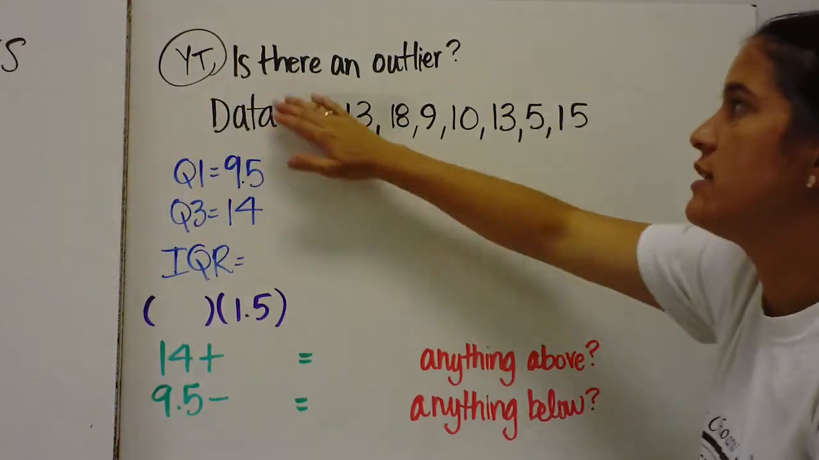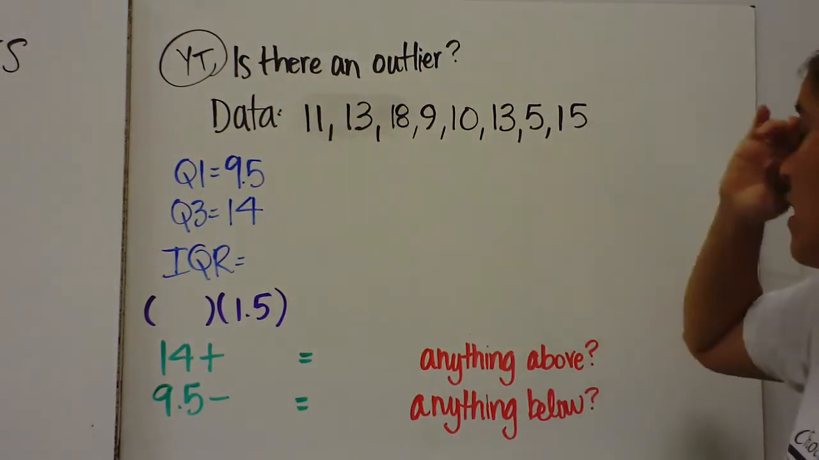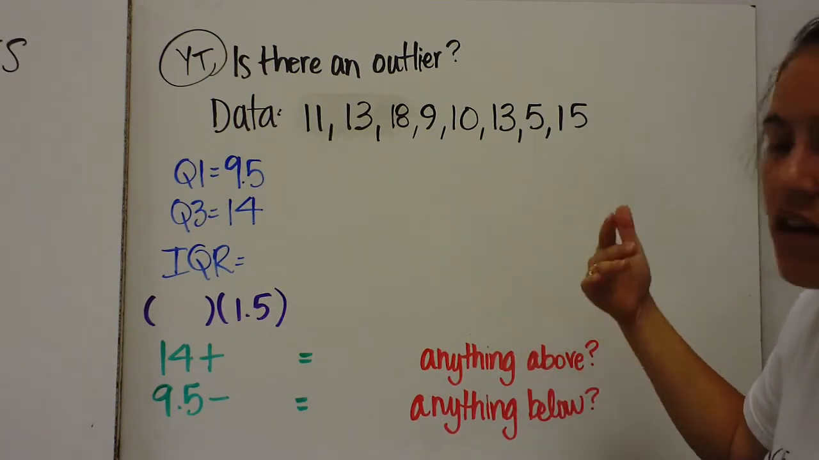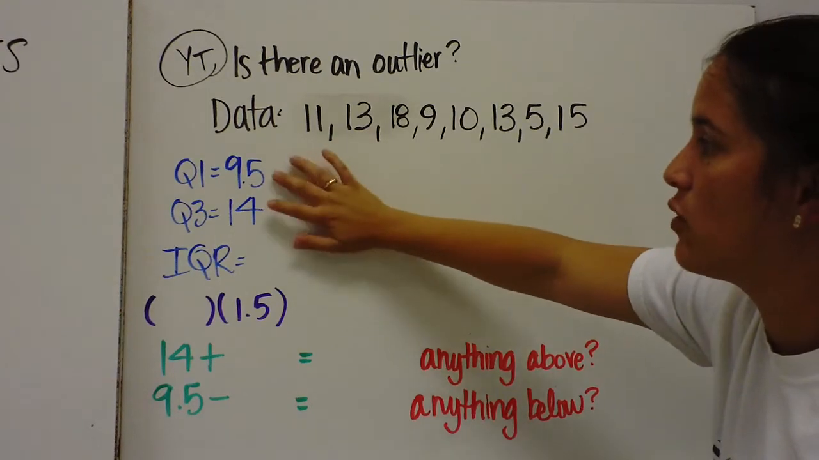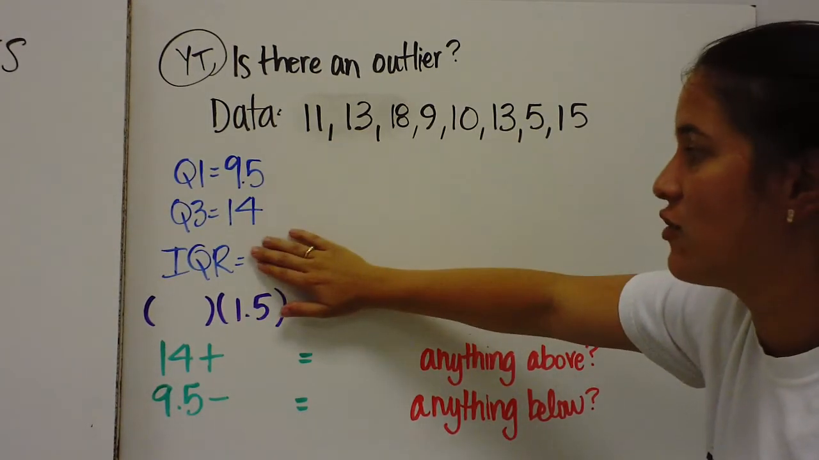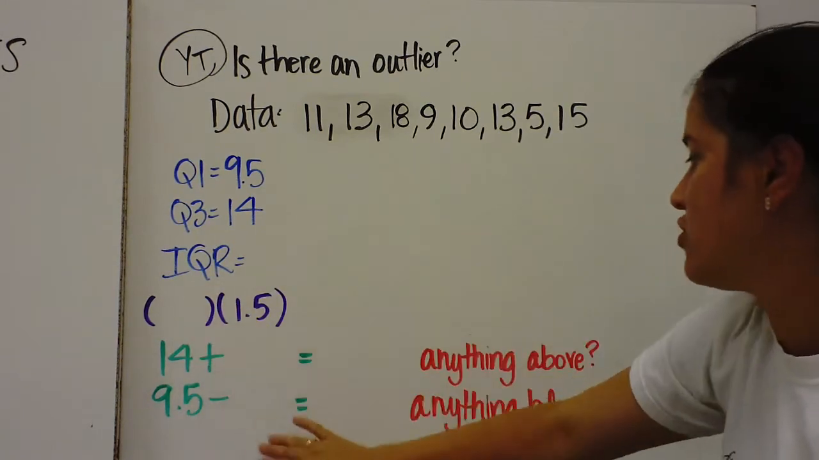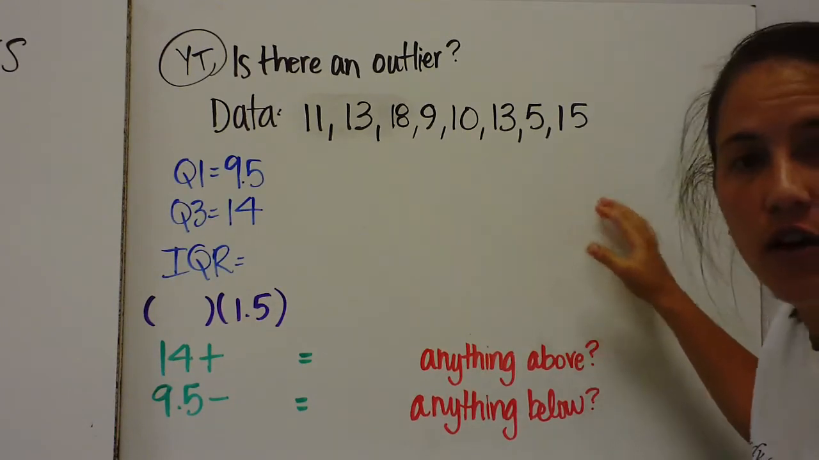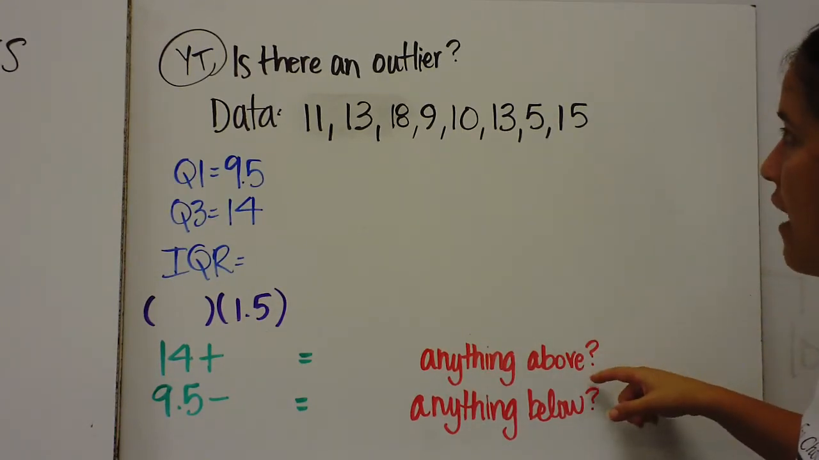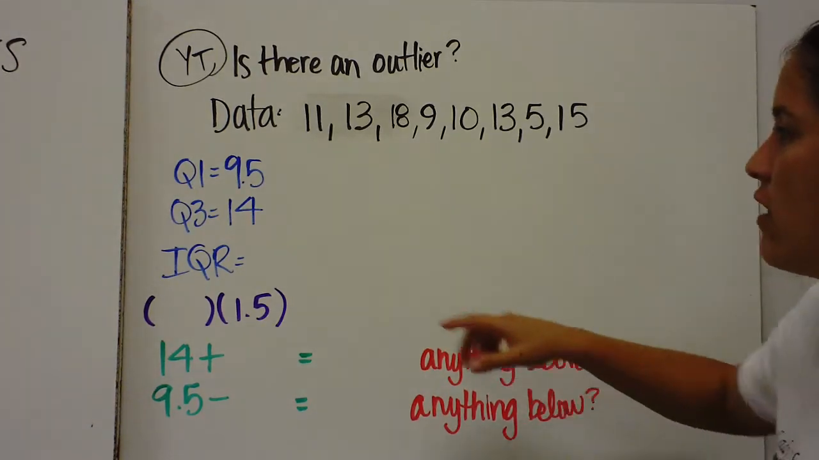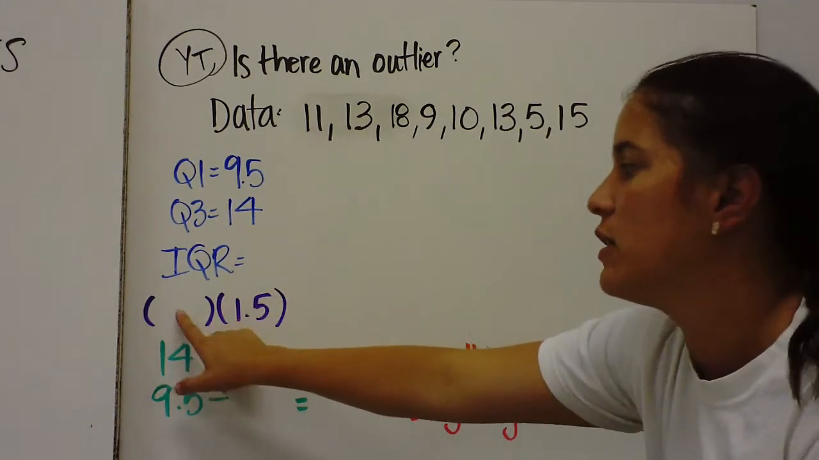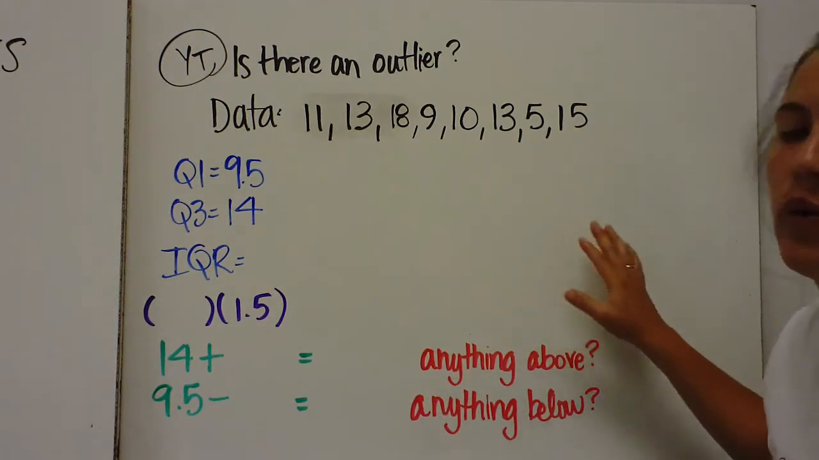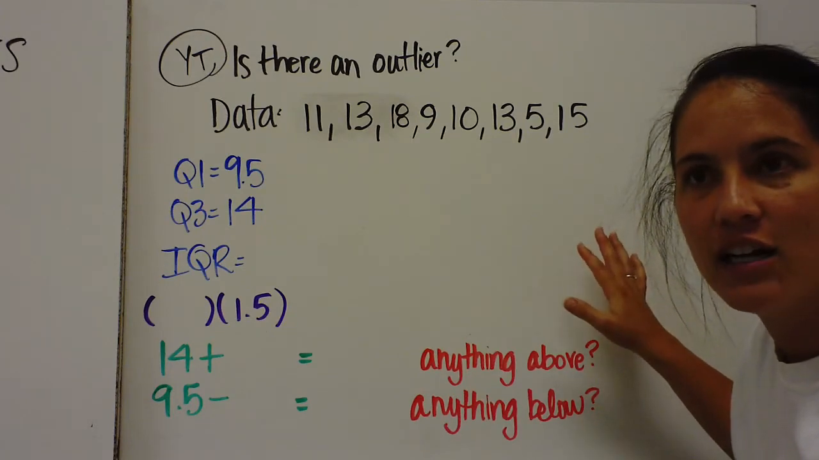All right, so here's a You Try. Is there an outlier? So here's your data. You have to order it, and then you have to find the special statistics. But I already found Q1 and Q3 for you. So you can find the interquartile range, and then I kind of guided you through it. So I want you to finish this You Try on your own to determine, is there an outlier? Find the IQR, put it here, multiply it, and then see, is there anything above or anything below? And we will go over this problem tomorrow in class.